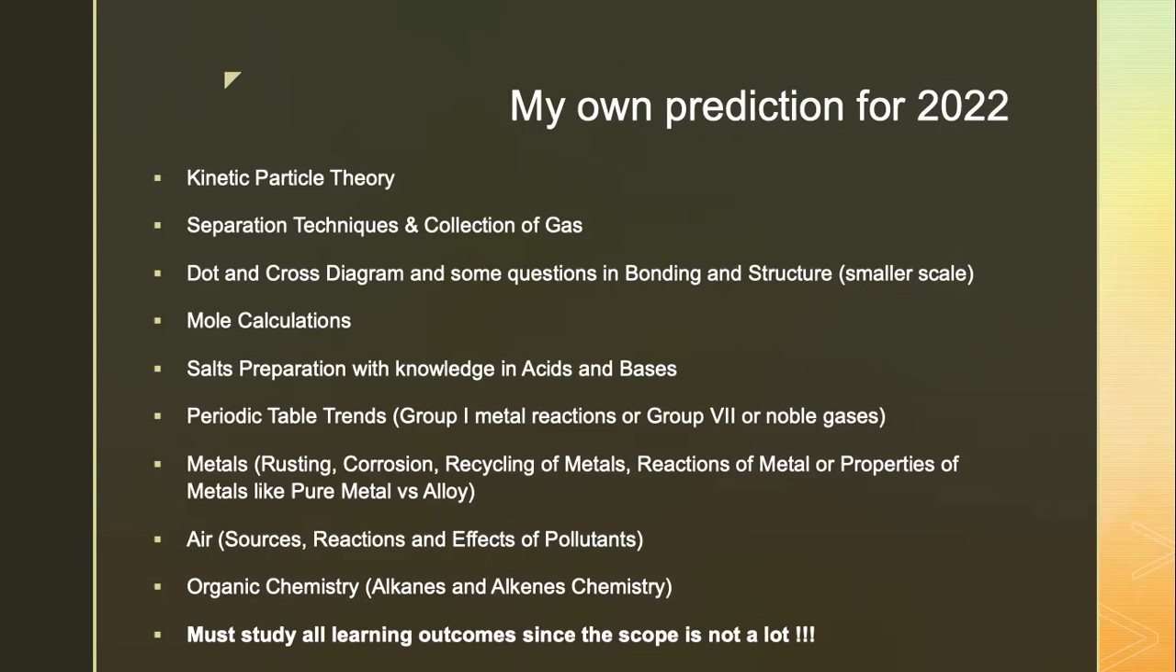So I will advise all the students to study the entire syllabus, to know every single one, because they will repeat. Okay, some questions were actually repeated from past year paper, if you have noticed. Okay, now, so kinetic particle theory is the favorite.